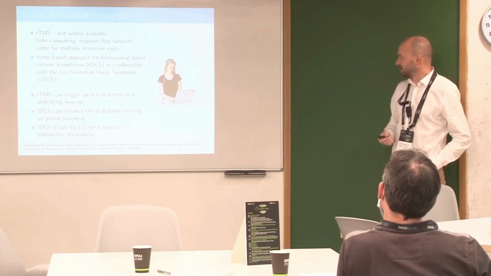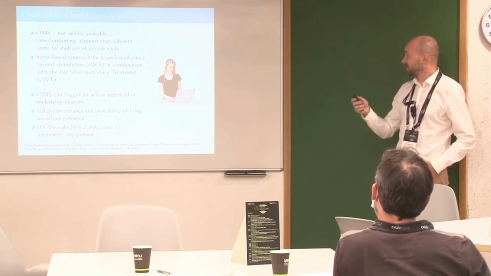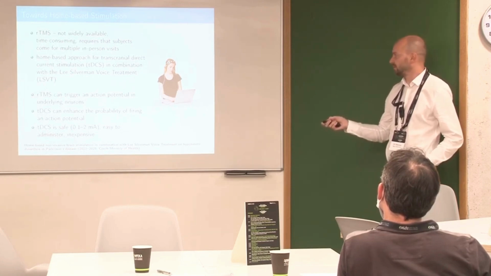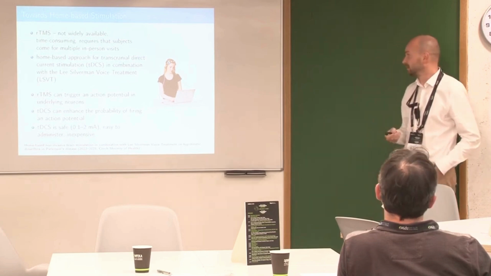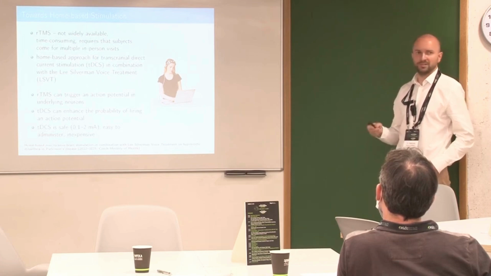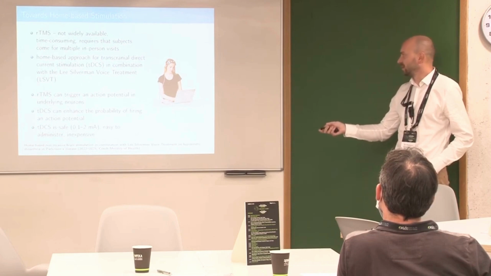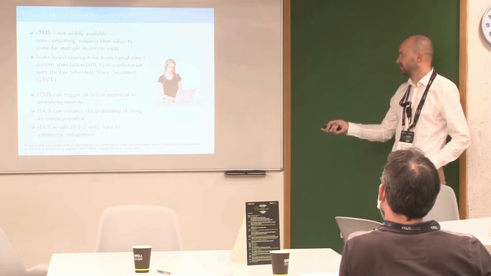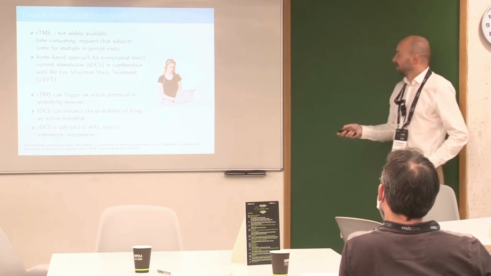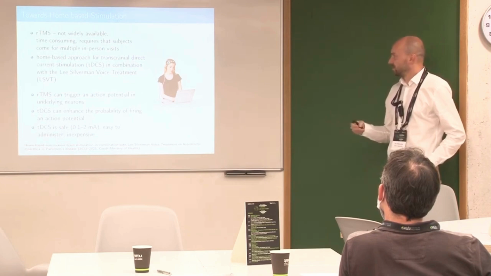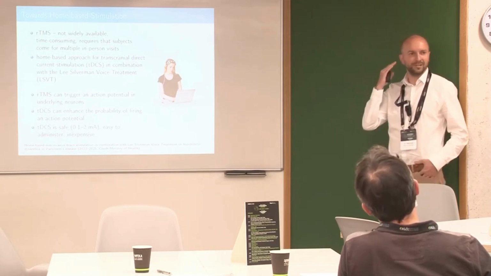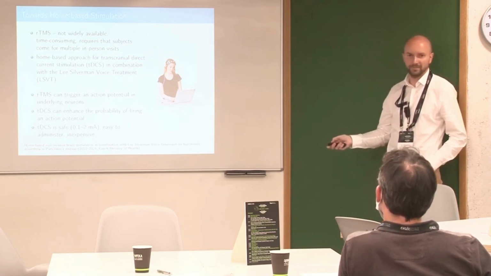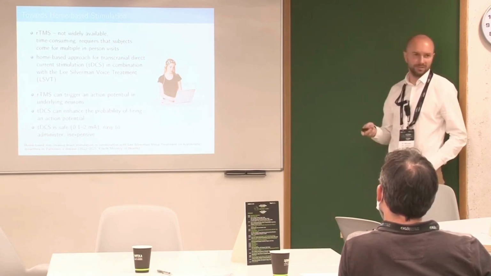And we were very lucky because we received a new grant that started 1 month ago, and that is based on transcranial direct current stimulation in combination with Lee Silverman voice treatment, which is a behavioral treatment approach. The difference between RTMS and TDCS is that RTMS theoretically triggers an action potential in underlying neurons, while the TDCS enhances the probability of firing an action potential. This could look a little bit strange because you are letting electric current into your head, but actually it's very safe because we are talking about 0.1 up to 2 milliamperes. It's easy to administer and it's not that expensive.